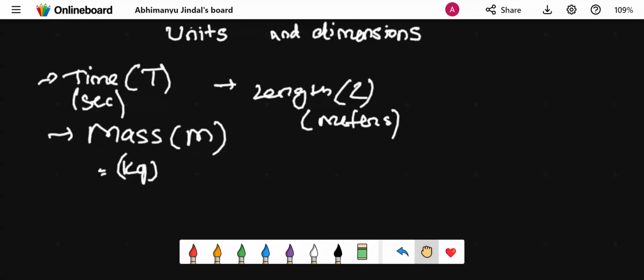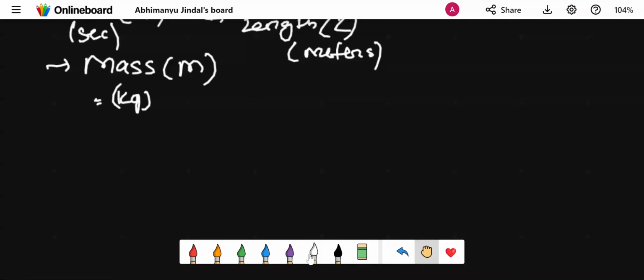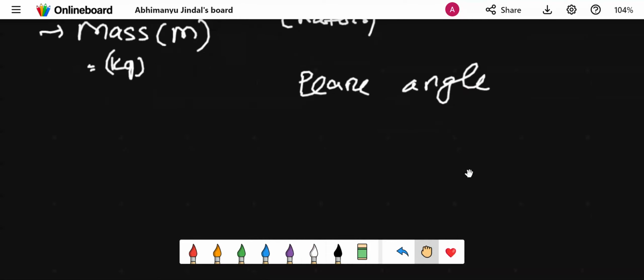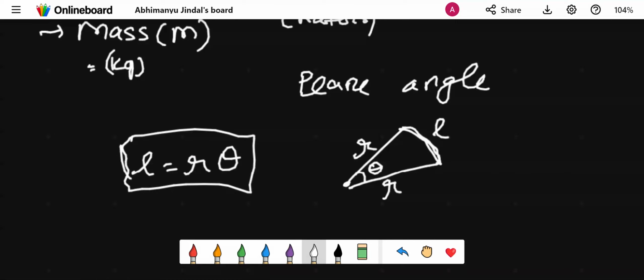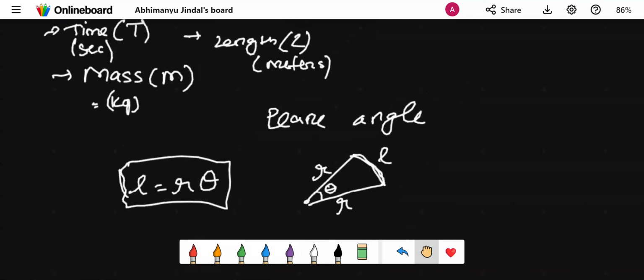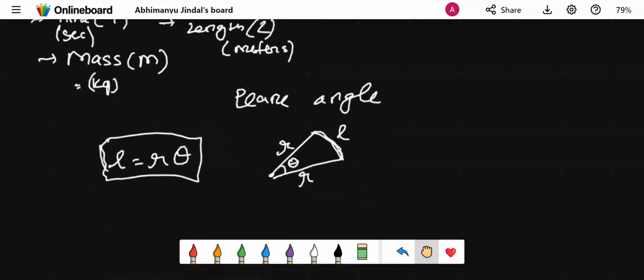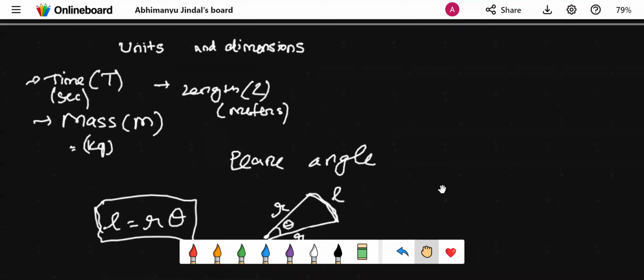Now let me tell you about some important points, which is plane angle. Plane angle is basically like a circle, and this is an angle subtended. Let's say this is theta, and r is the radius of the circle. So the length L of the arc is L equals r times theta. This is very important for physics as well as mathematics. It is used in many other chapters, so keep this in mind.